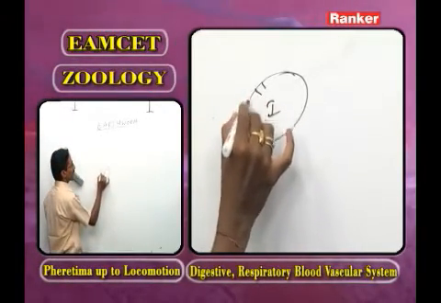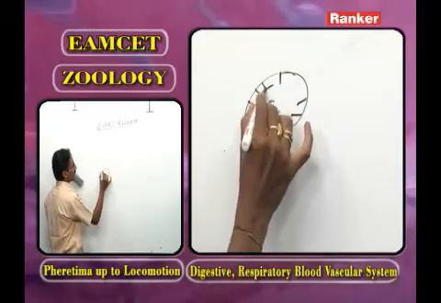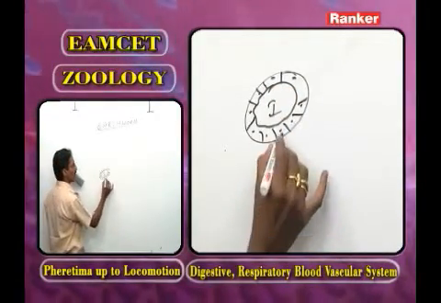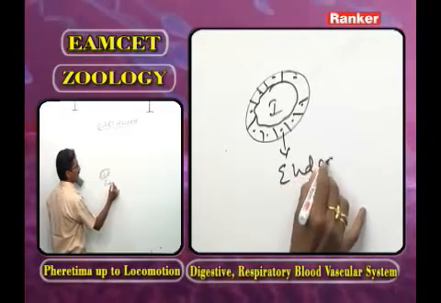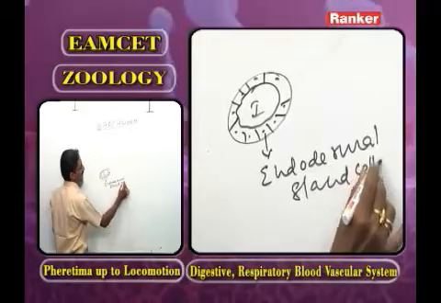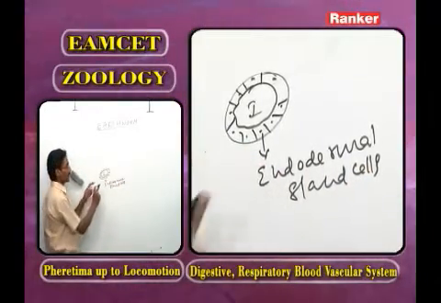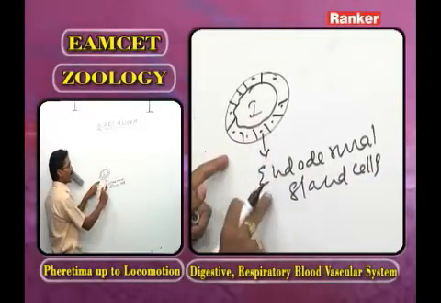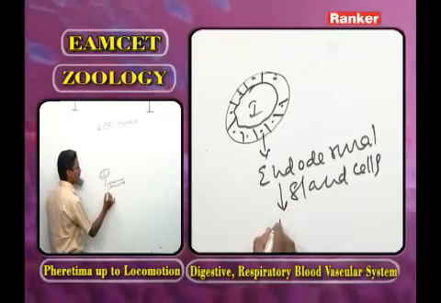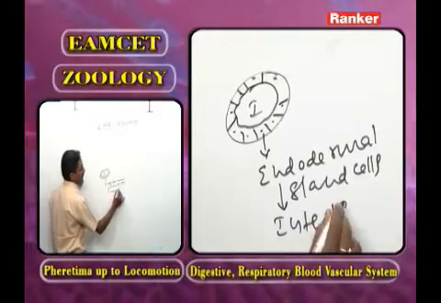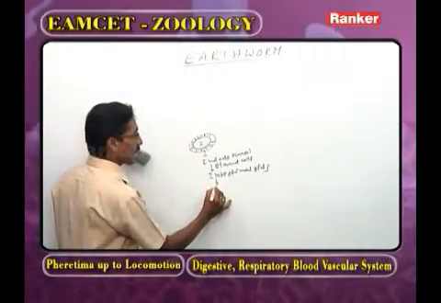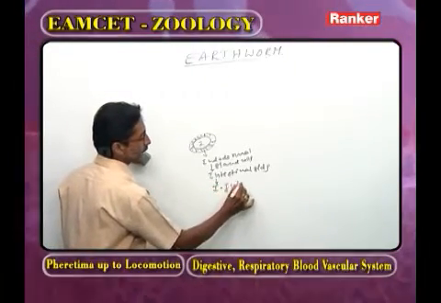The intestine is lined inside by endodermal gland cells. You have to observe carefully. The intestine is lined inside by endodermal gland cells. The endodermal gland cells are called intestinal glands. Now the intestinal glands secrete the intestinal juice.